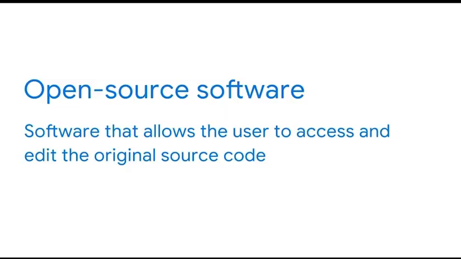One of the basic differences between platforms is whether they use software that's open source or SaaS, which stands for Software as a Service. Let's discuss each of these in more detail. Open source software allows the user to access and edit the original source code. That means that a company can customize their e-commerce website in any way they choose. WooCommerce and Magento are two examples of open source platforms.